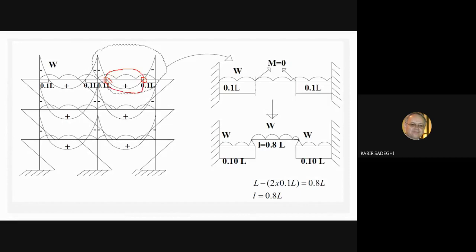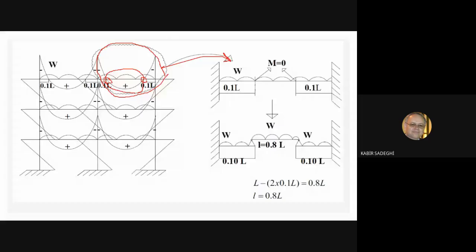This beam and a sketch in a greater X scale, you will see that this was the moment diagram. This is the location of inflection point, because M equals 0, at 0.1L and 0.9L. And between them, we can show this one like a simple support for this small span.